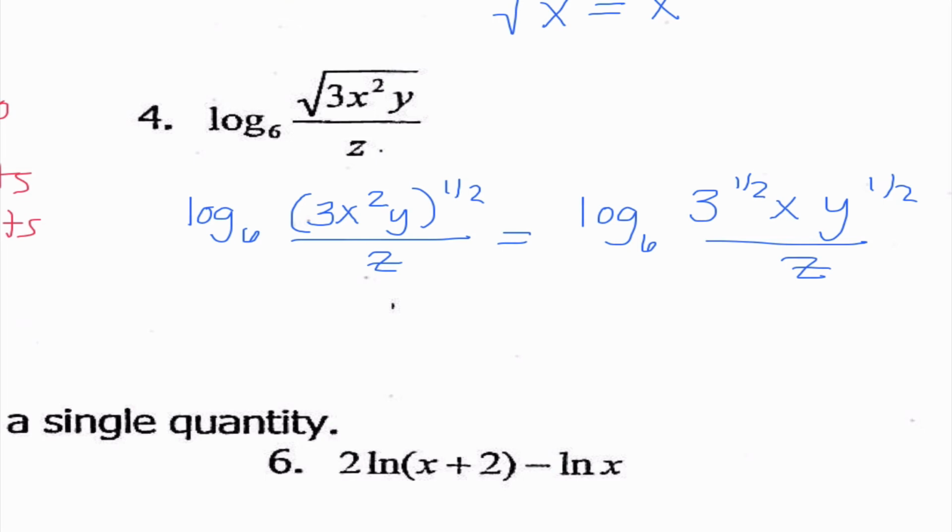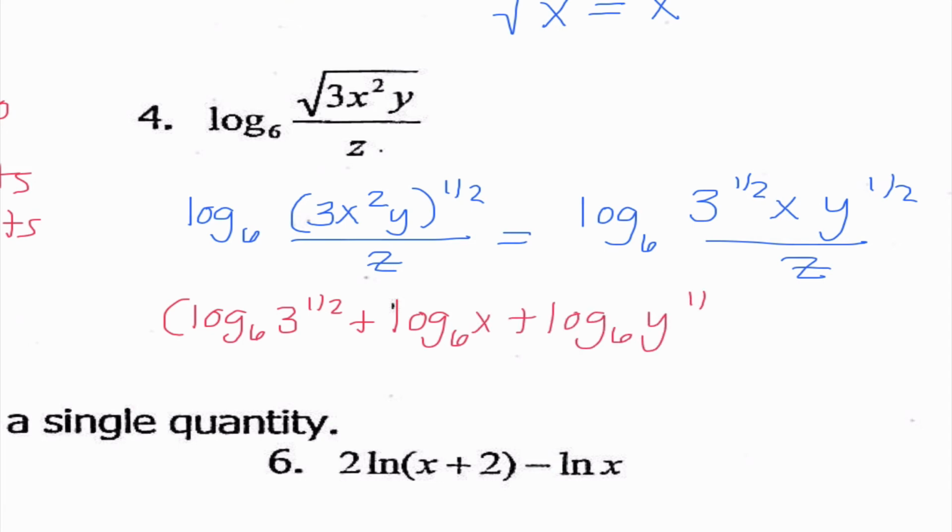So at this point, we need to split some stuff up. I see some addition and I see some multiplication and I see some division. So I'm going to group my numerator together and say log base 6 of 3 to the 1/2 plus log base 6 of x plus log base 6 of y to the 1/2. The reason why I used addition here is because this was all multiplied together. Now that we have division, I'm going to put a minus sign and then go ahead and say log base 6 of z.